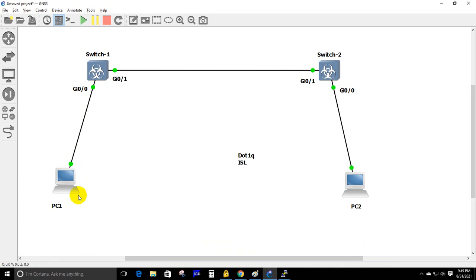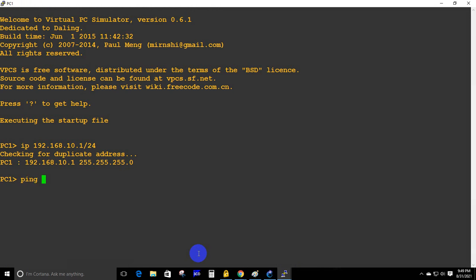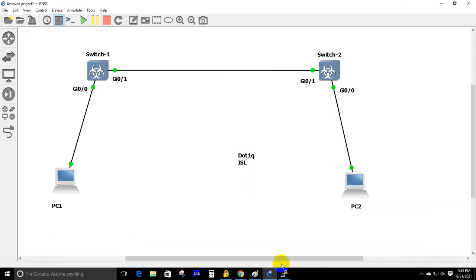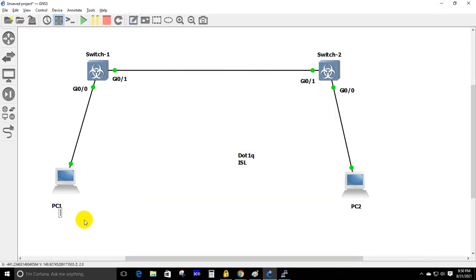Now by default PC1 is in VLAN 1 and PC2 is in VLAN 1, so we can get a ping reply between PC1 and PC2. Clear? Yes, sir. So we make PC1 VLAN 10 on G0/0 in switch 1, and G0/0 in VLAN 20 in switch 2.